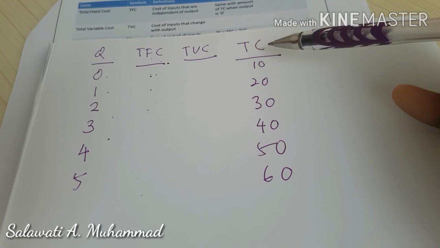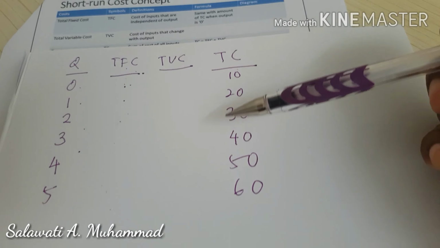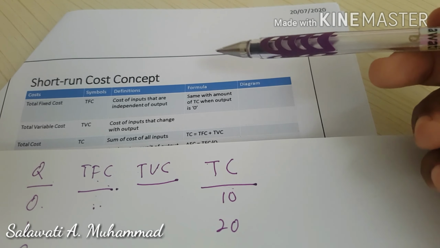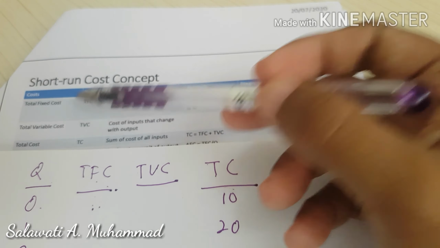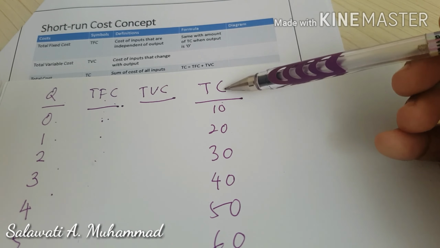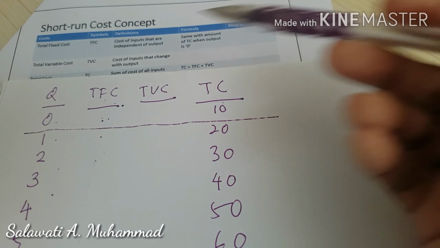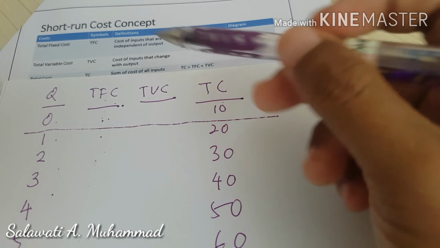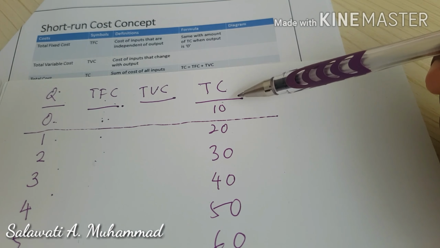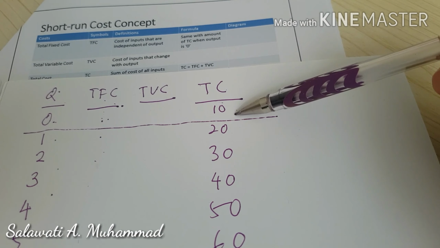Okay, so this is total cost. I give an example only. So here, I said how to identify the amount of total fixed cost. We look at the amount of total cost. Alright, the first row here, you identify at quantity 0. Is there any amount of total cost? Yes, it's 10. When quantity is 0, total cost is 10.